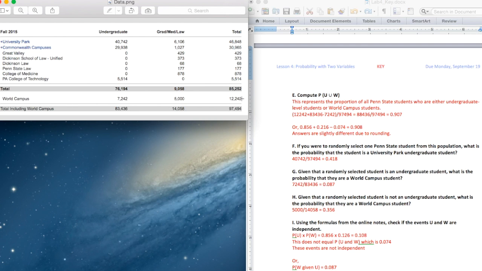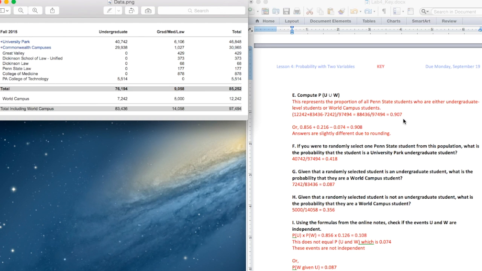Because we have 12,242 World Campus students plus 83,436 undergraduate students, and in those counts, the 7,242 were counted twice because they're included in this number and they're included in this number. That's why we need to subtract them. So the total number of students that are undergraduate students or World Campus students is 88,436. We divide that by the total population size.